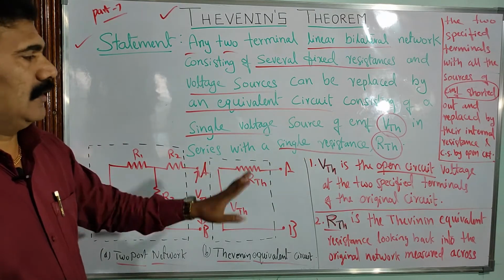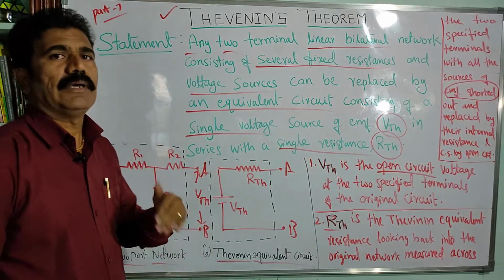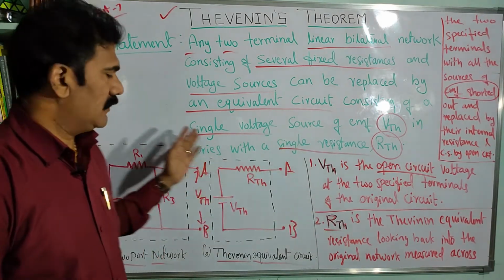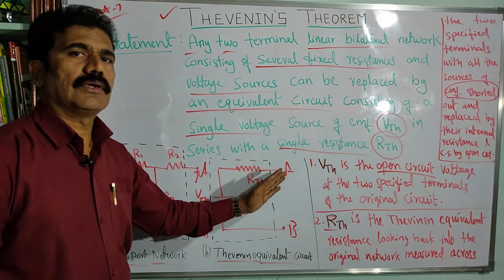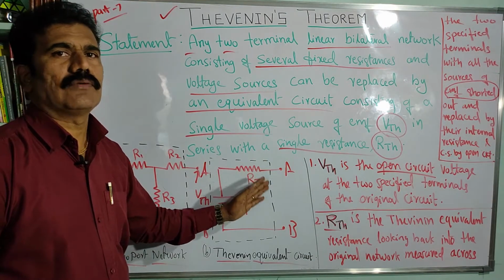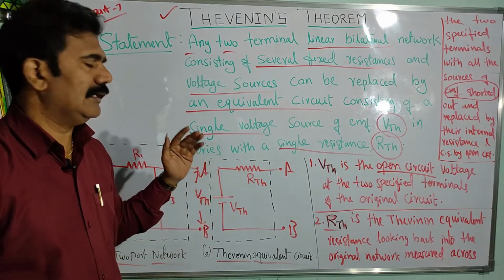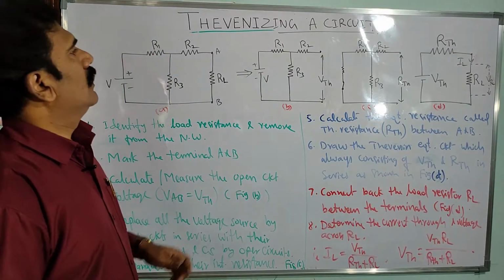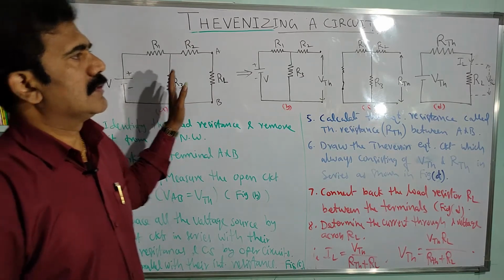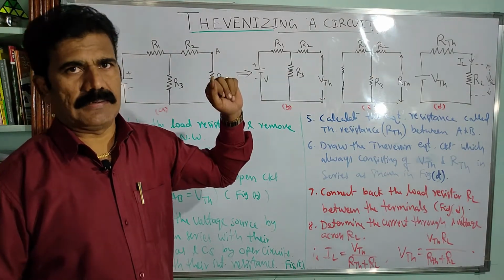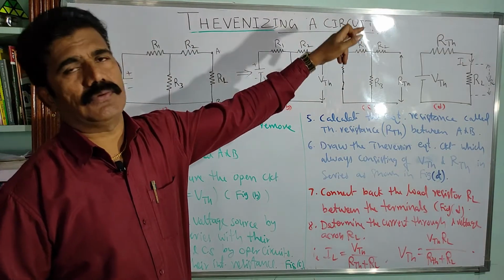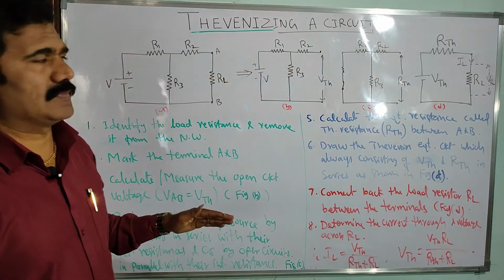Now we have to go step by step: how to find the VTH, RTH, and then finally reduce the given network to a simple Thevenin's equivalent circuit. Let us see the steps now. Look at how the given network can be simplified according to Thevenin's theorem. That is actually called Thevenizing a circuit.